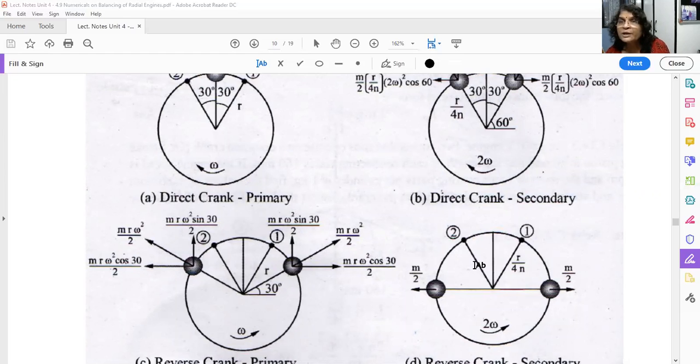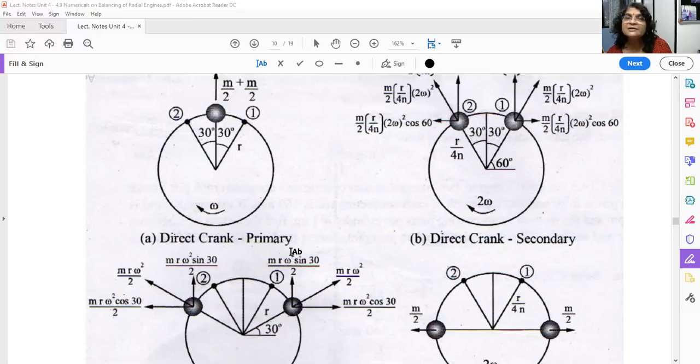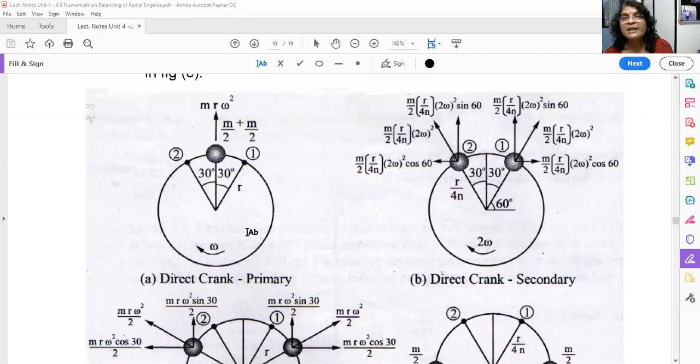Then you have to rotate cylinder number 2 line of stroke by 60 degree. Okay. So in the opposite direction, that is anti-clockwise. So by 60 degree rotation it will come here. Okay. So 1 m by 2 is here, other m by 2 is here. Now by observation you will see that these two forces are balanced. Okay. Now let us calculate the unbalanced forces now.